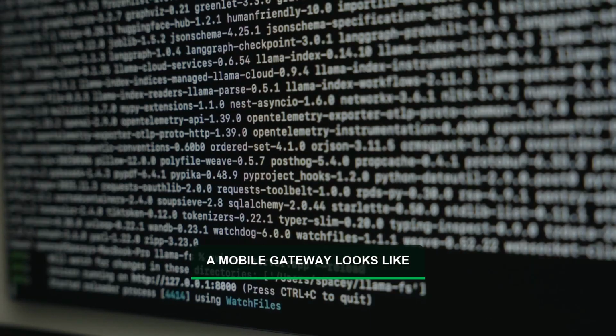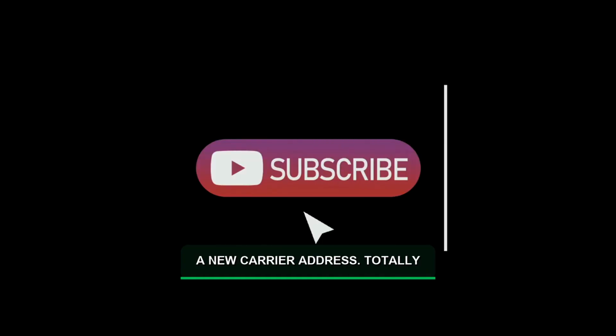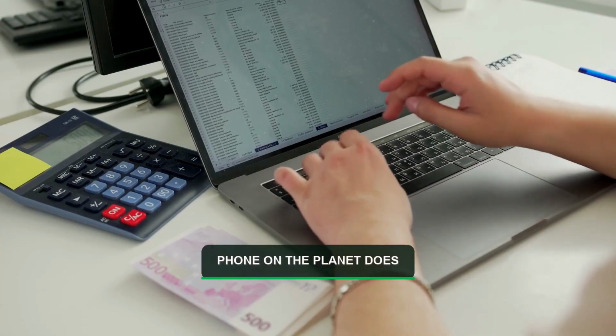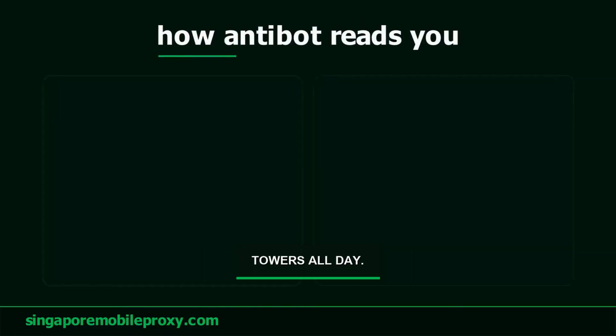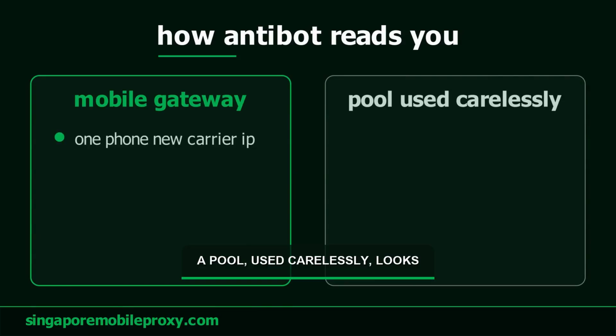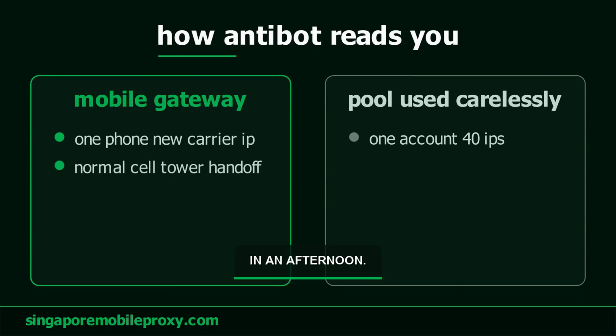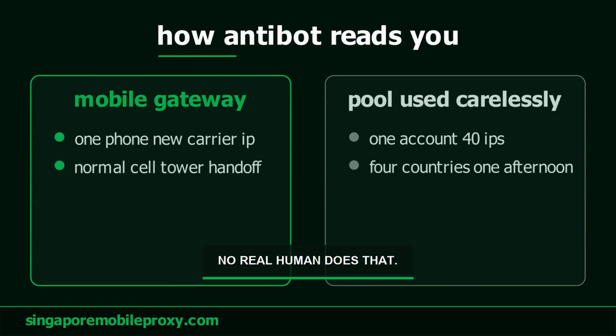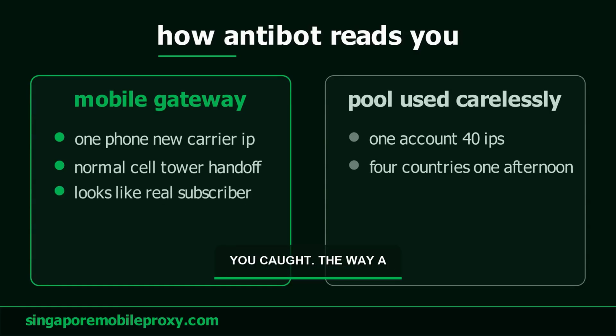A mobile gateway looks like one phone that occasionally gets a new carrier address. Totally normal. That is what every real phone on the planet does as it moves between cell towers all day. A pool used carelessly looks like one account touching 40 different IPs across 4 countries in an afternoon. No real human does that. The pool did not get you caught. The way a pool forces you to behave got you caught.